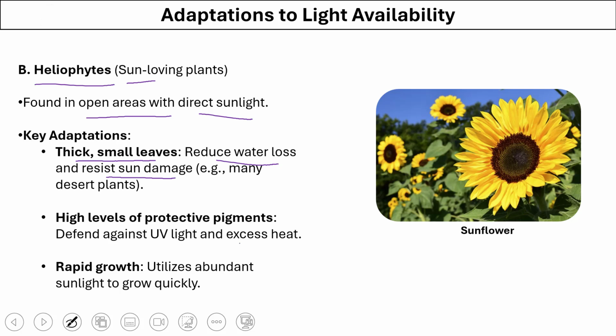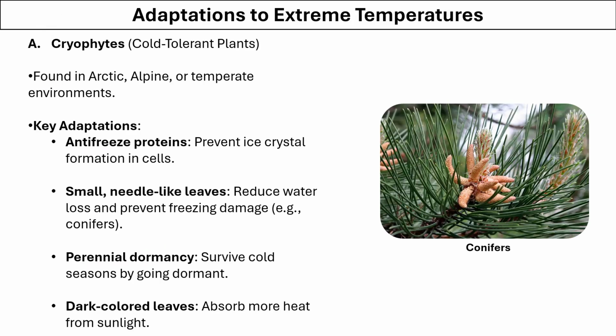They also have high levels of protective pigments which defend them from the harmful effect of UV rays of light. These plants can grow rapidly because they have enough photosynthesis, production of energy to perform various life functions. Next are the adaptations to extreme temperature conditions. So one extreme condition is very cold temperature.